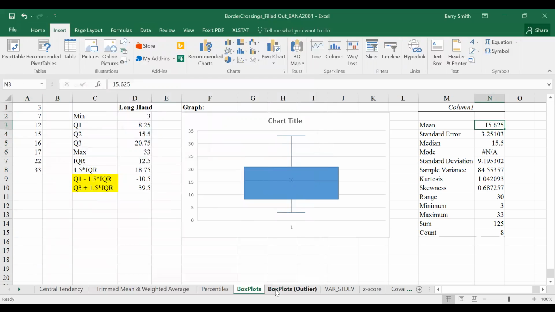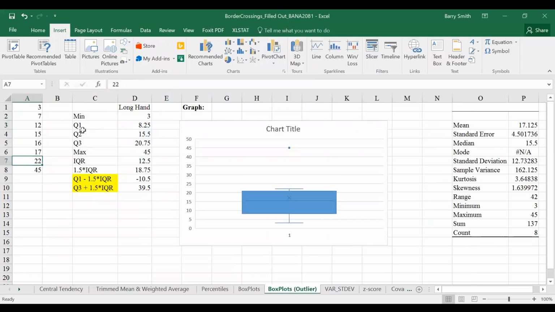Well, what if we change and we get a higher mean? Let's change that last point to 45. We can see now that the mean goes up. Now everything else is going to stay the same. So all these values do not change. All that changes is that max. The rest of the values besides the max do not change.